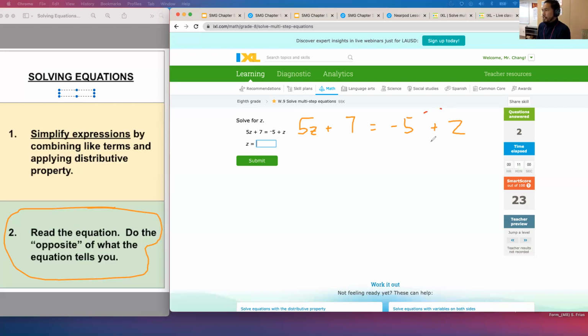I'm going to look over here. This says plus z. So I'm going to do the opposite of that. It's telling me to add z to negative 5. I'm going to subtract z from both sides.